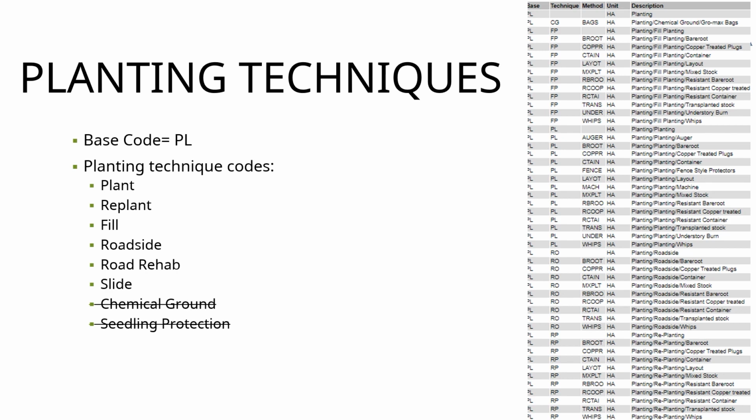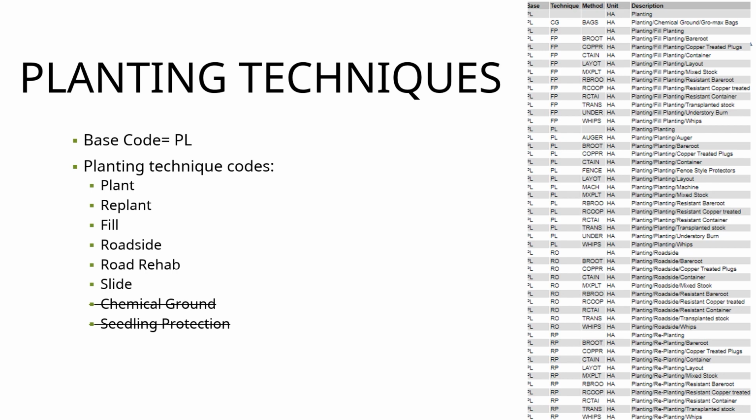That's because we do not want to see chemical ground or seedling protection reported under the base code of PL. We need to just clean up this list. Instead, chemical ground should be under the base code BR for brushing, and seedling protection should be under the base code pest control, PC.